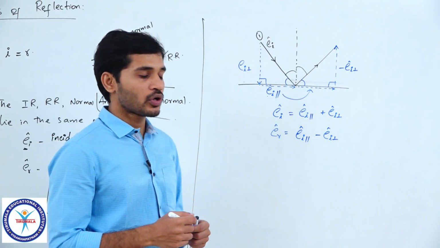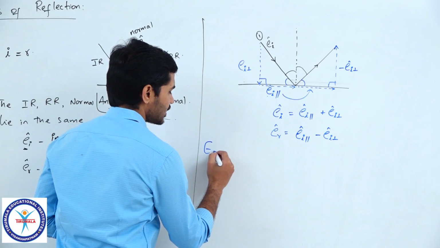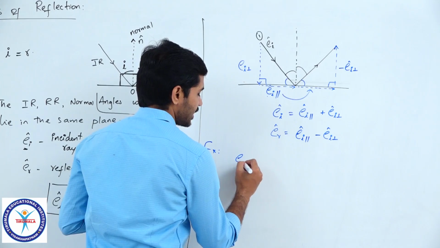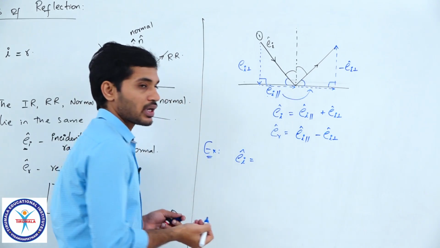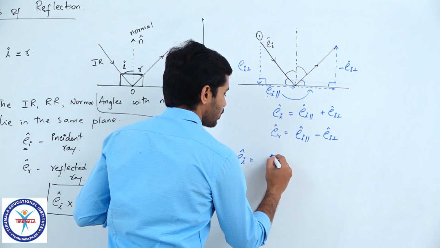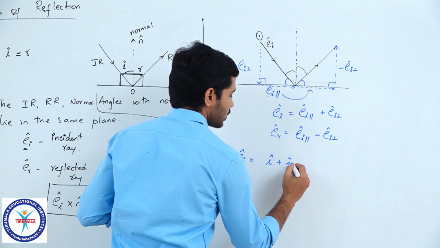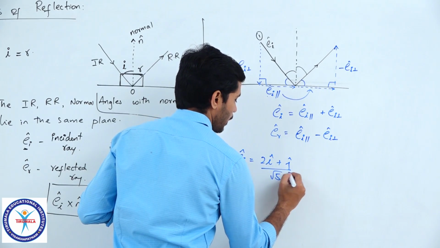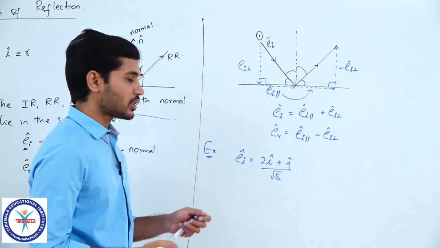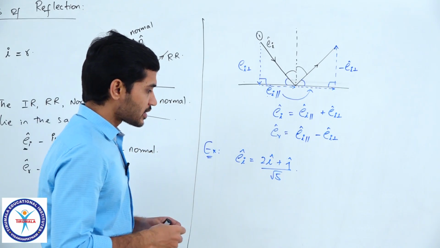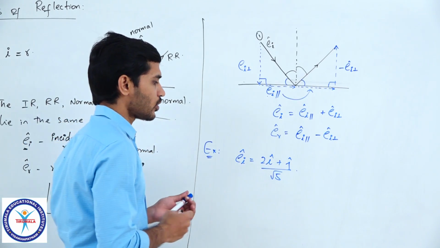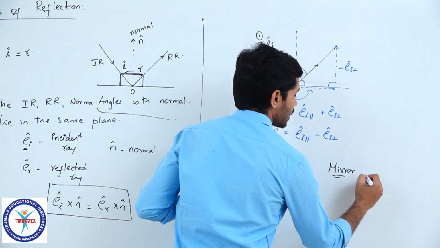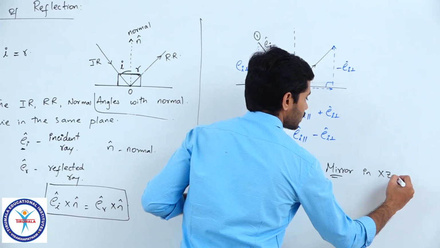So, I will just give you a small example based on this. Let us consider a simple case. Let us say that there is an incident ray which has a unit vector given by, let us say, (2i cap plus j cap) by root 5. So, let us consider that the unit vector is like this. Now, if this light ray is incident on a mirror and that mirror is placed in the xz plane.